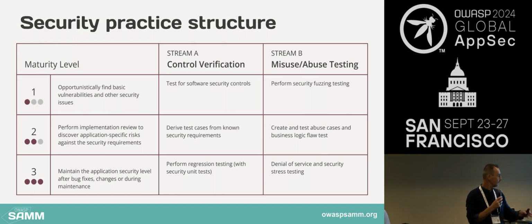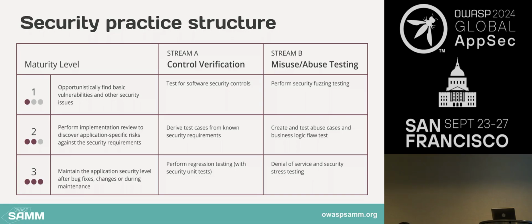implemented in your software. This security practice has two streams. One is focused on control verification, and one is focused on misuse abuse testing. Yes. What you'll see immediately here in SAMM is that it's a maturity model with 3 levels of maturity: maturity level 1, 2, and 3. And they reflect doing this kind of activity in an opportunistic, ad hoc way, in a more efficient way, becoming better at it, and then in a way that you really master that specific security practice.